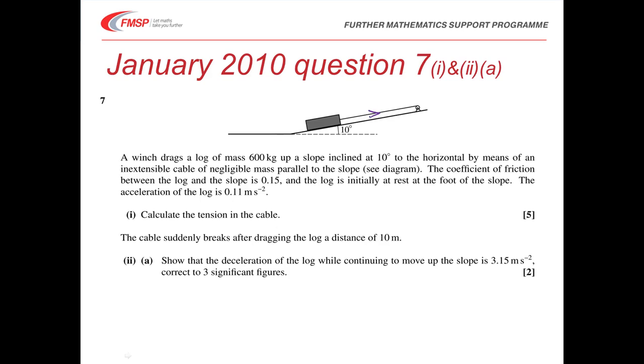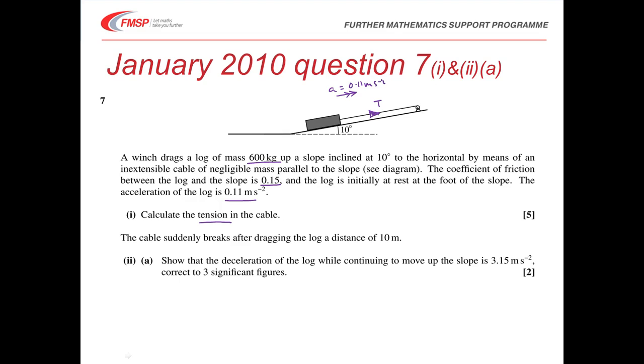There's a log being winched up an inclined plane by a tension in the cable, and our first job is to find the tension in the cable. We're told the acceleration, we're told the value of mu is 0.15 and the mass of the log is 600 kilograms. So the winch is in operation and we have an acceleration up the plane.